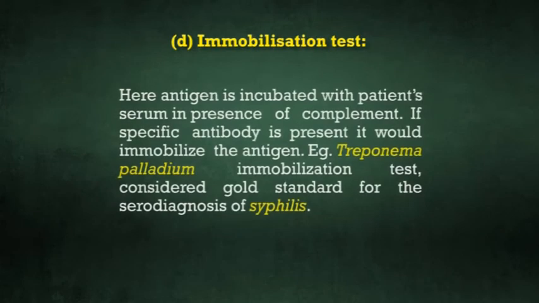D. Immobilization test. Here, antigen is incubated with patient serum in the presence of complement. If specific antibody is present, it would immobilize the antigen. Example, Treponema pallidum immobilization test, considered the gold standard for the serodiagnosis of syphilis.